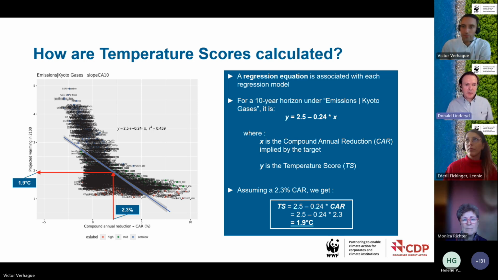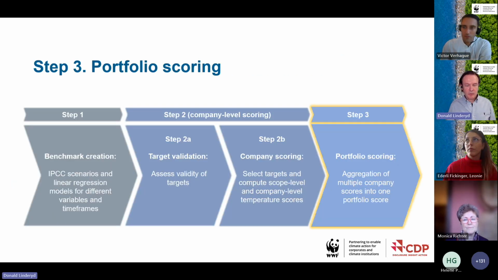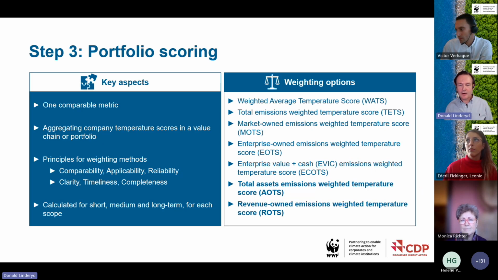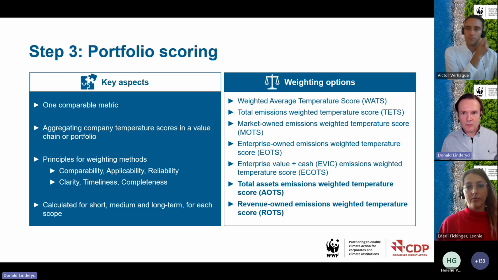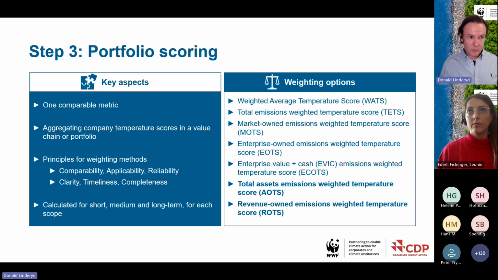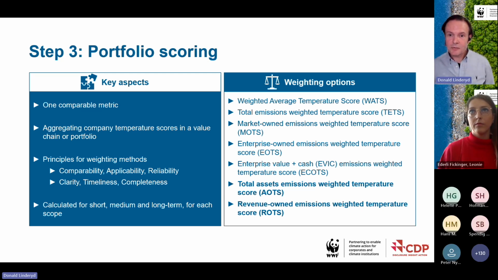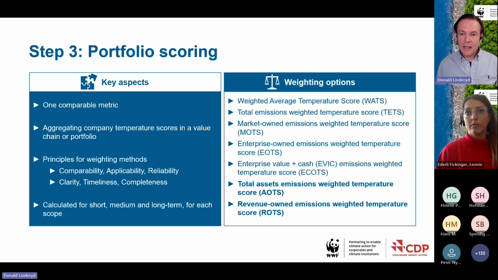Thank you so much, Victor. So we are going to look at the portfolio scoring. What we've done up till now is create the benchmarks and do the company scoring, but we obviously need a method to aggregate these. Here, we haven't made any changes at all in version 1.5. All of the changes were in the previous 2 steps. Those who are familiar with what the methodology was like before should find this familiar. Essentially, the portfolio scoring helps to aggregate the company scores into a temperature score for a portfolio or for a value chain.